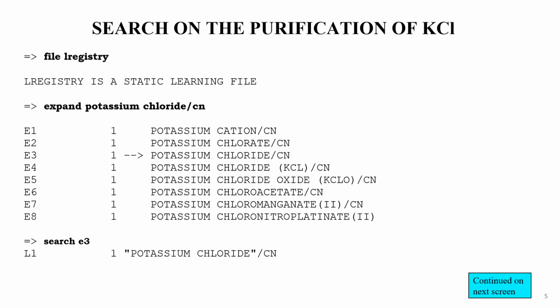I'm starting it the same way I started the search on sodium chloride, expand potassium chloride /CN. And just like with sodium chloride, I see two entries for potassium chloride. One entry exactly as I entered it, and just below it, the entry that has the name with its molecular formula in parentheses. We'll see that these are really part of the same record, just like those two slightly different names with the same record for sodium chloride. I do the same thing I did in the other search, search E3, which locks the registry number into the system.